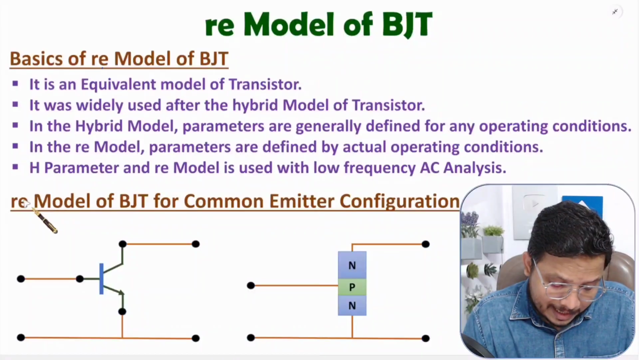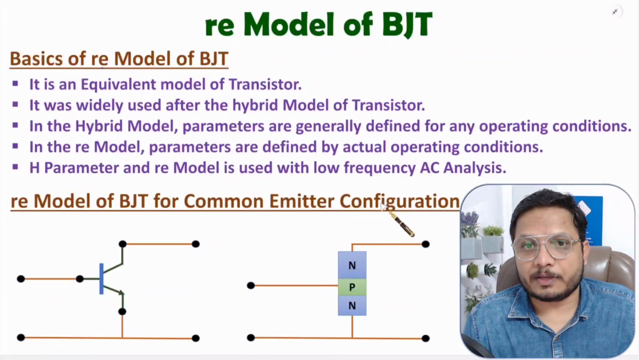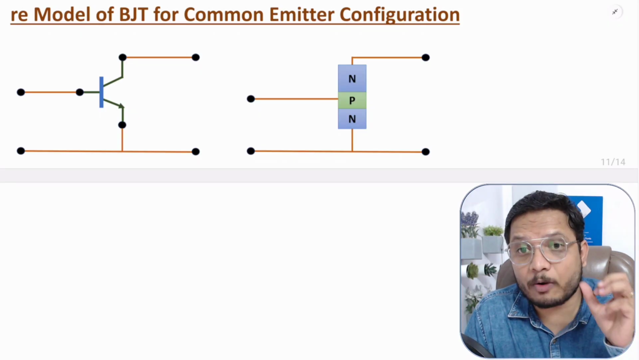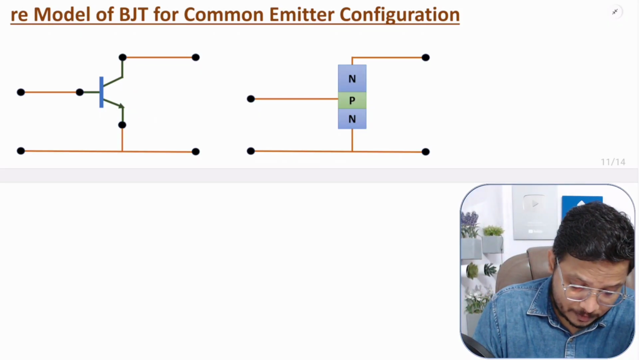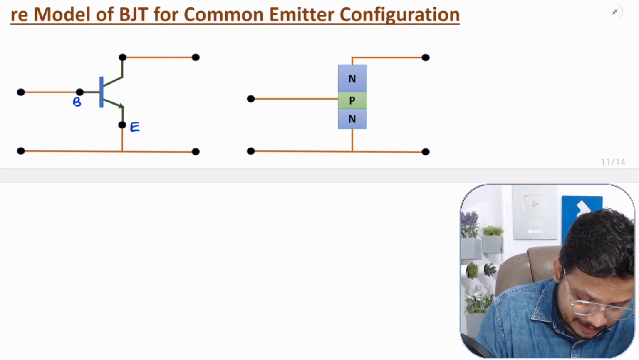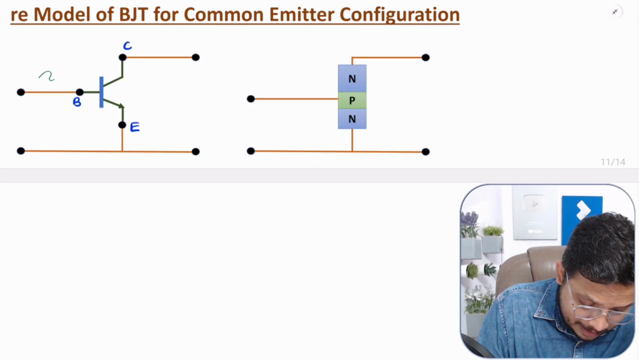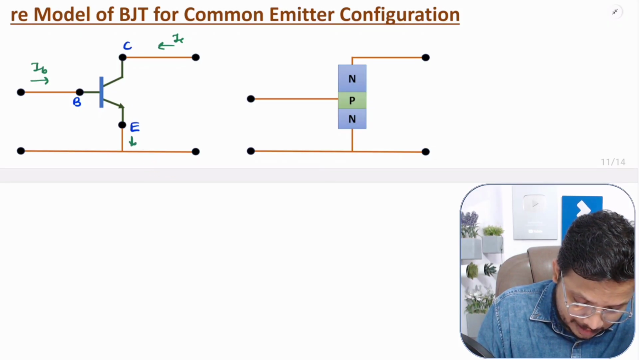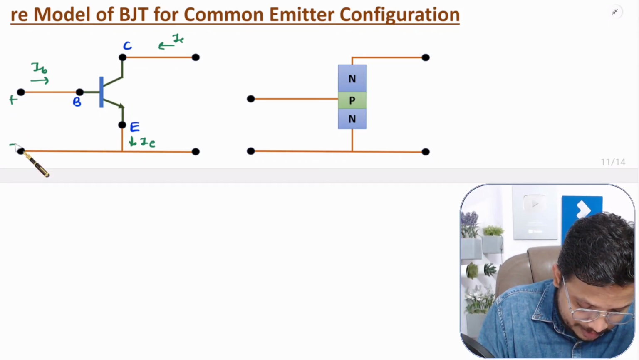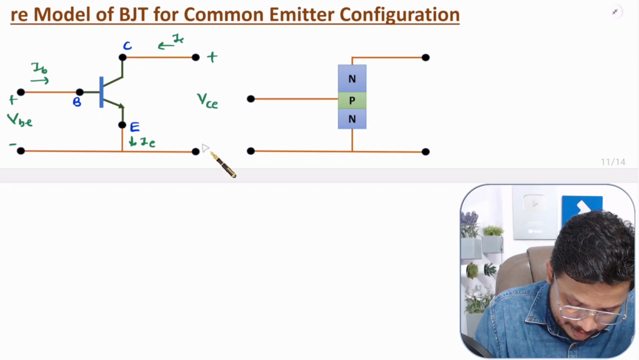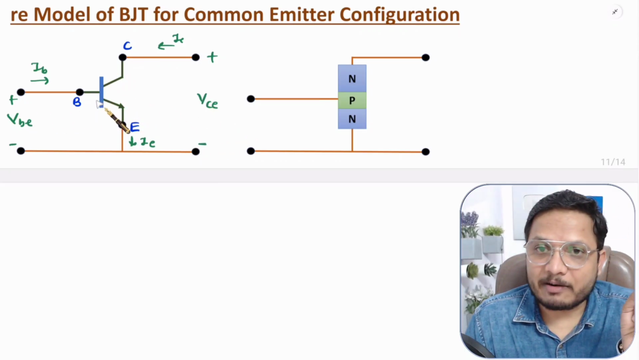Now I'm going to design the RE model for the common emitter configuration. You can observe here we have the common emitter configuration of the transistor, and we are deriving the equivalent RE model circuit. This is input, this is output. Here we have the emitter common, this is base and this is collector. At the input side the current is IB, at the collector terminal the current is IC, and at the emitter terminal the current is IE. The input is applied at the base emitter junction, so the input voltage is VBE, and the output voltage is VCE. That is the basic common emitter configuration.